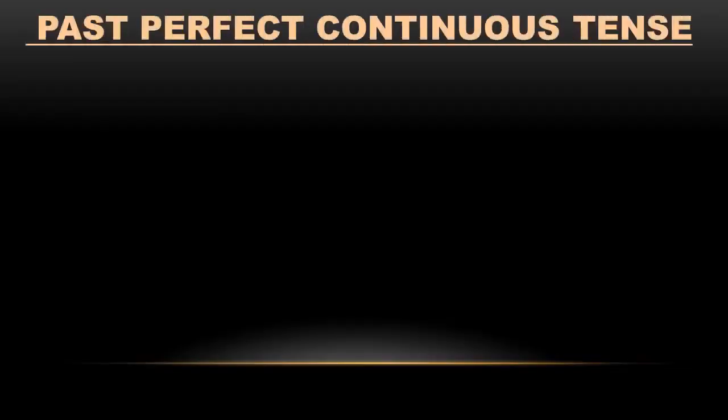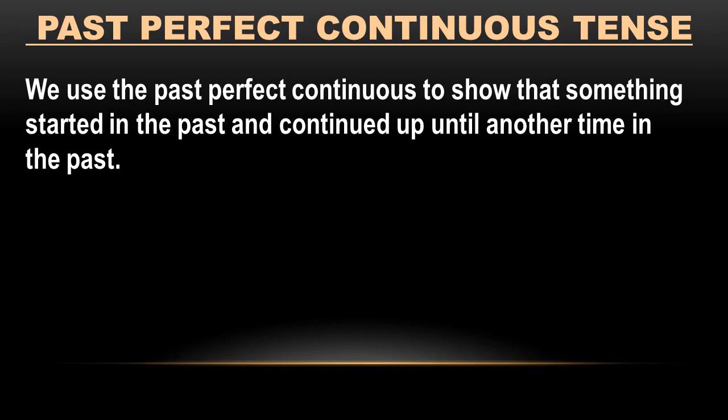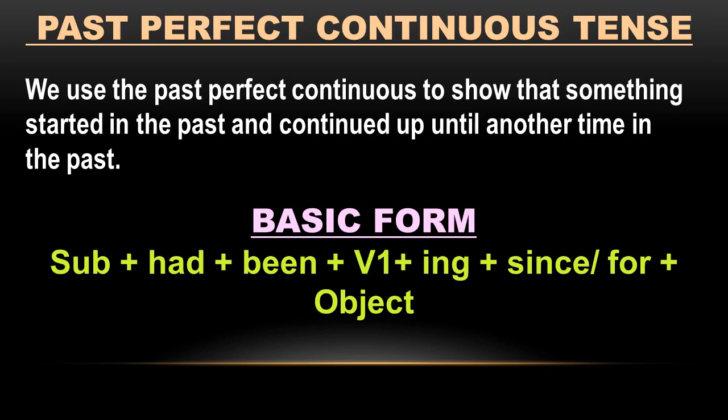Past perfect continuous tense. We use the past perfect continuous to show that something started in the past and continued up until another time in the past. Its basic form is subject plus had plus been plus first form of verb plus ing plus use of since or for plus object.